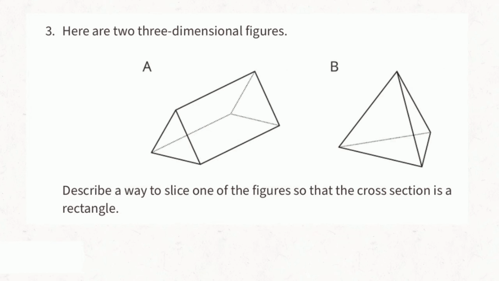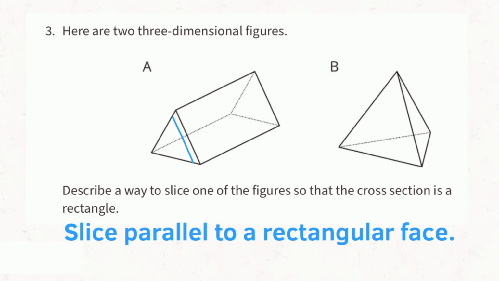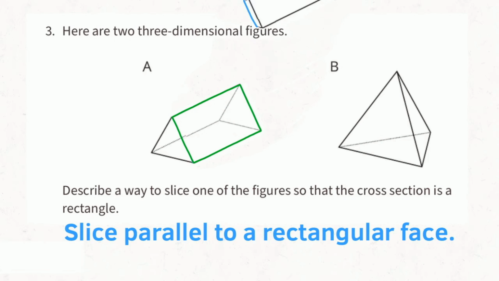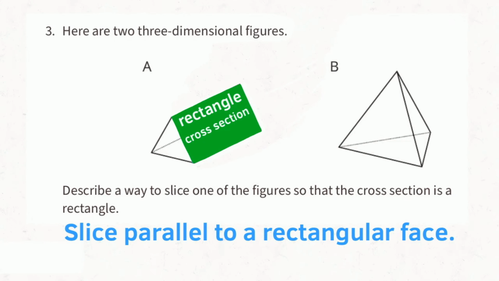Problem number 3. Here are 2 3-dimensional figures. Describe a way to slice one of the figures so that the cross-section is a rectangle. Slice parallel to a rectangular face, and you can see that the cross-section is in the shape of a rectangle.